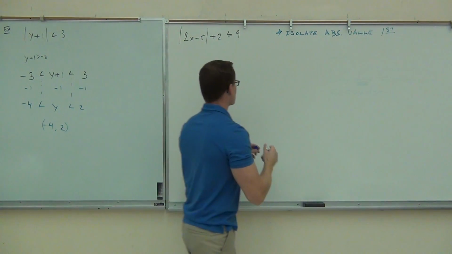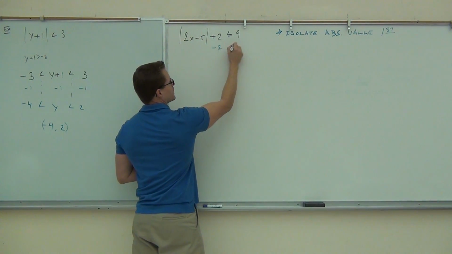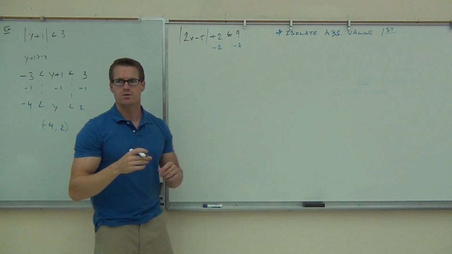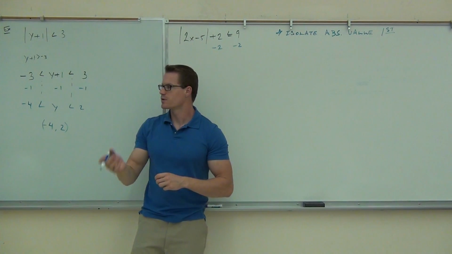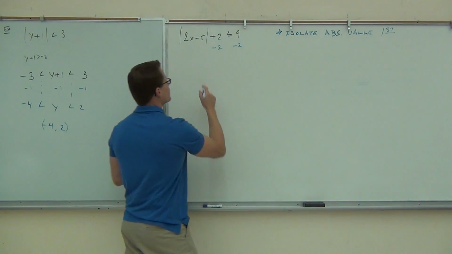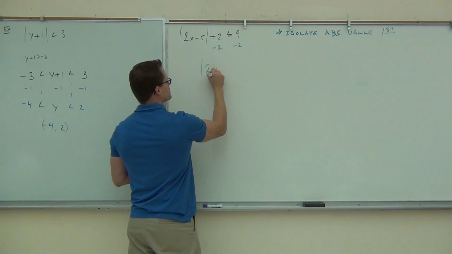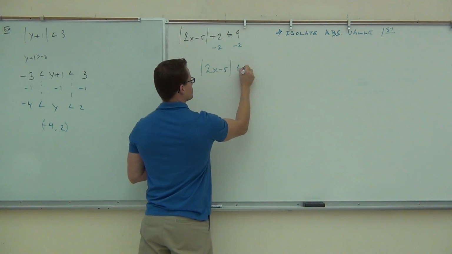Isolate the absolute value first. So of course, in this case we're going to subtract 2. That's a really important point. If you don't do that, one side is going to be off. Your left side of your expression is going to be off. So we'll have the absolute value of 2x minus 5 less than or equal to 7.